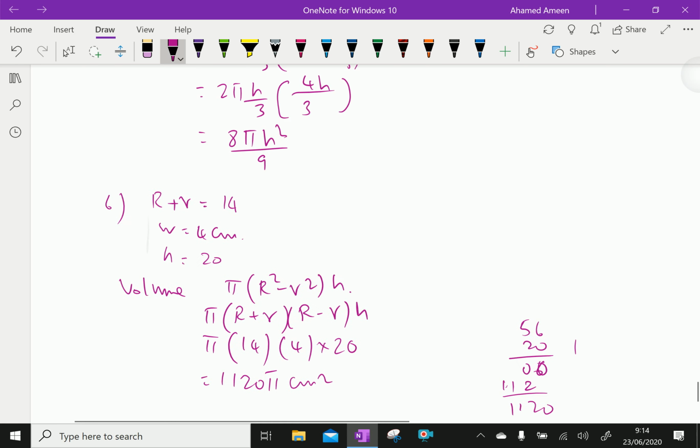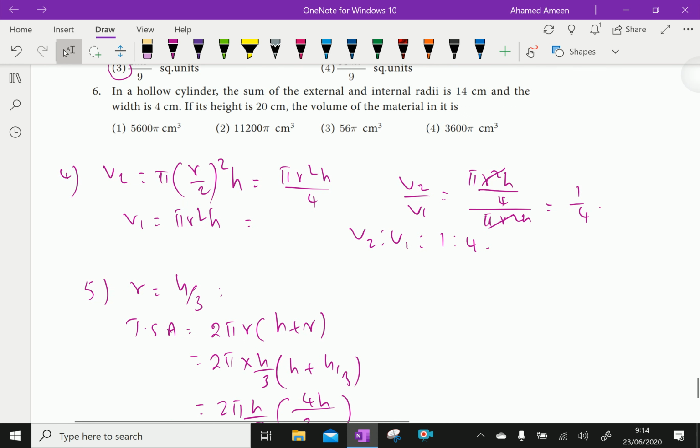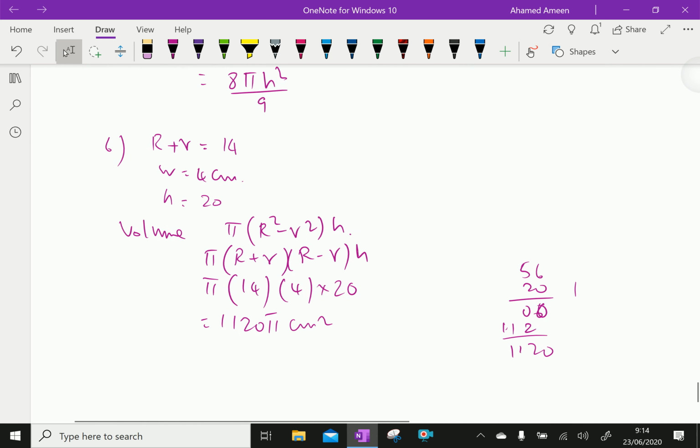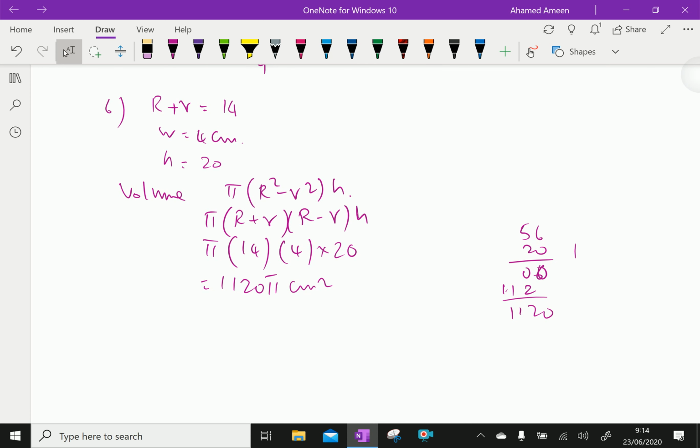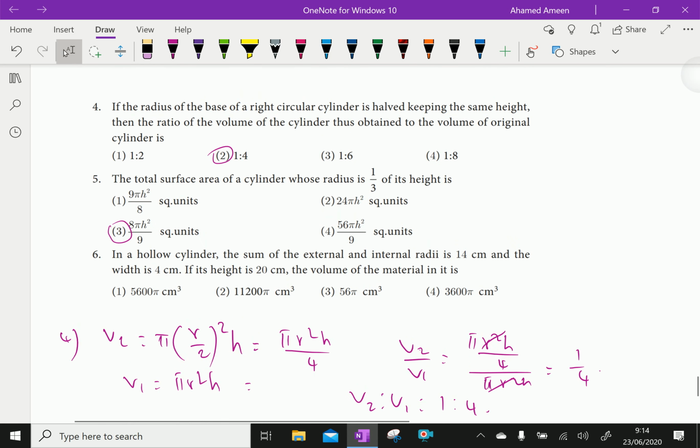Question number 6. 1120, it is not pi, it is 1120 only, so the option is 2.